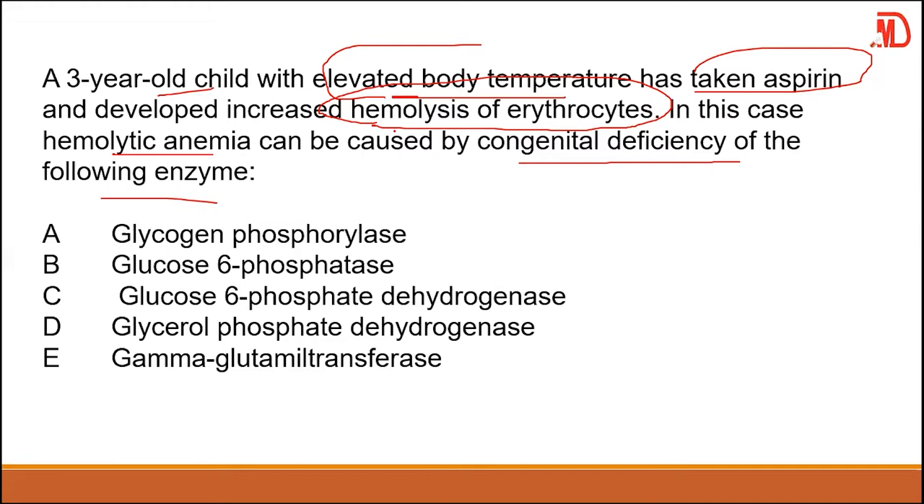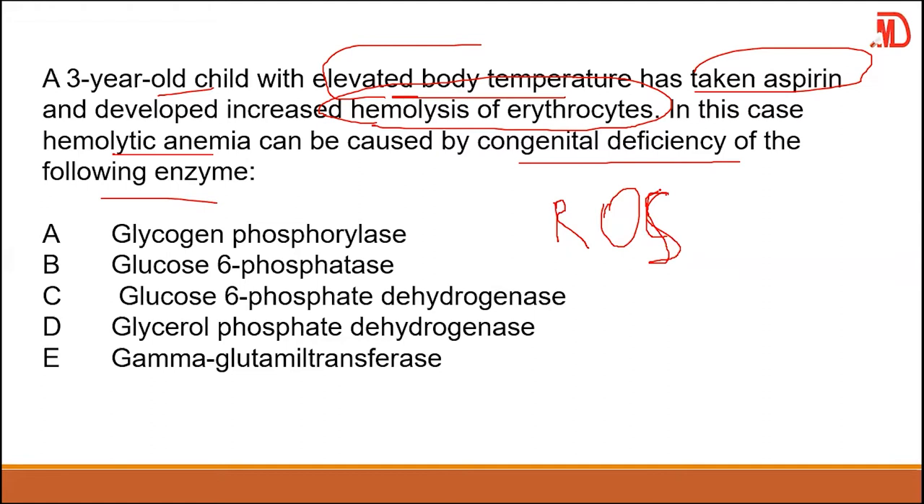This glutathione protects the red blood cells from ROS, reactive oxygen species. These are radicals that are very oxidative, oxidative substances that can destroy the red blood cells. So glutathione protects against these things, but glutathione cannot work when there is no G6PD, that is glucose 6-phosphate dehydrogenase.